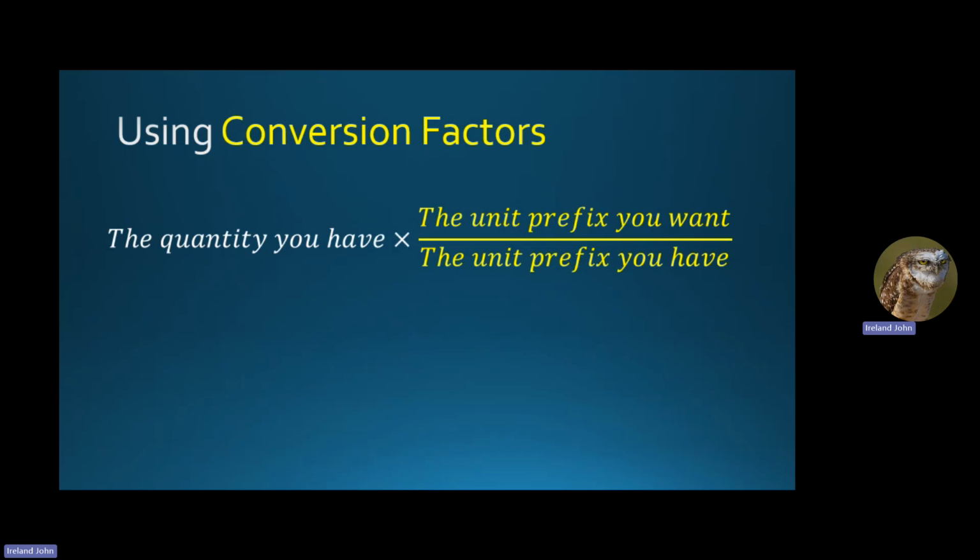So for example, if I wanted to convert millimeters to meters, I would use a conversion factor. I know 1 meter equals 1,000 millimeters. This is essentially 1, right? I'm not changing the value of the material I'm talking about. I'm changing what unit it's in.